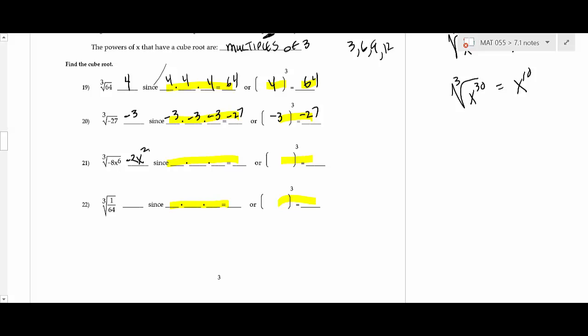-2x to the 2nd. Good. Remember, you just do 6 divided by 3. That's what you do. The reason is if you do (-2x²)³, make sure that you understand this right here. If you do (-2) to the 3rd, that's -8. But when you have a problem that looks like this, you multiply the exponents. So 2 times 3 takes you back to 6.